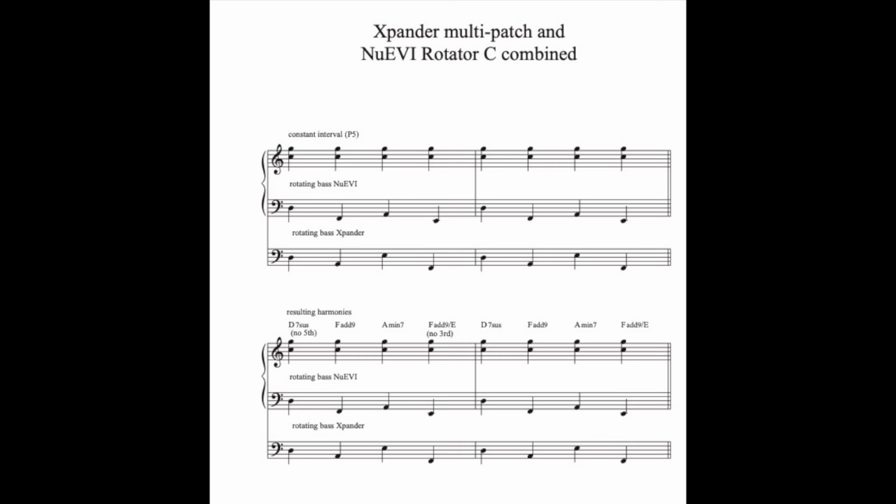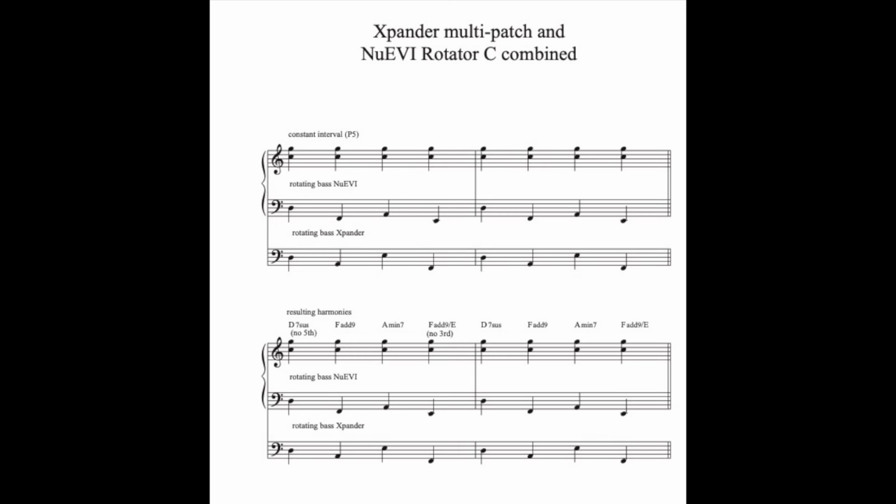And if we put these together, we would have the following harmonies. Very similar to what we had in much of the other 2 separate sequences. D7 sus, F add 9, A minor 7, F add 9 over E. That's a really cool inversion of a major 7th chord, and it can sound dissonant to some ears, but I think it sounds really cool.